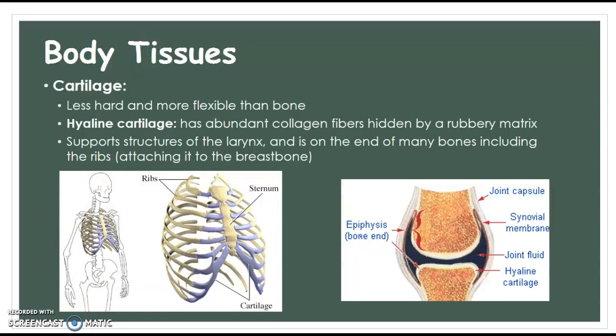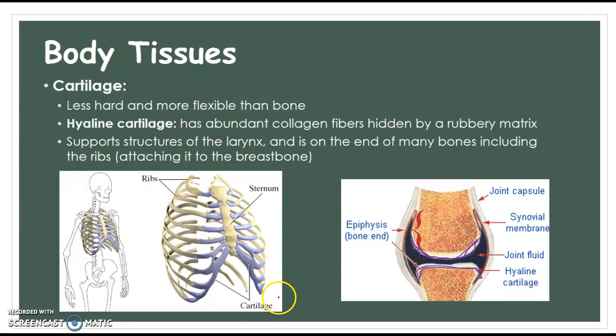Next we have cartilage. Cartilage is a little bit more flexible than bone, and we have different types of cartilage that we're going to talk about. The first is hyaline cartilage. Hyaline cartilage is really important to know that it's found on the end of bones, so this is all hyaline cartilage here. And you've probably heard of people getting arthritis when they get into old age. It's because this hyaline cartilage over time starts to break down and you get bone-on-bone action, and it's very painful.